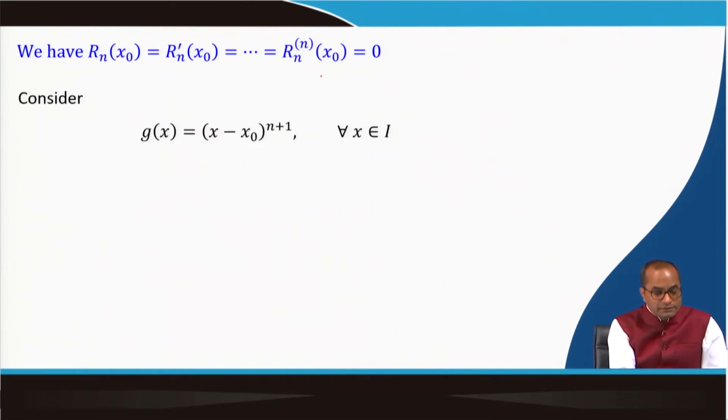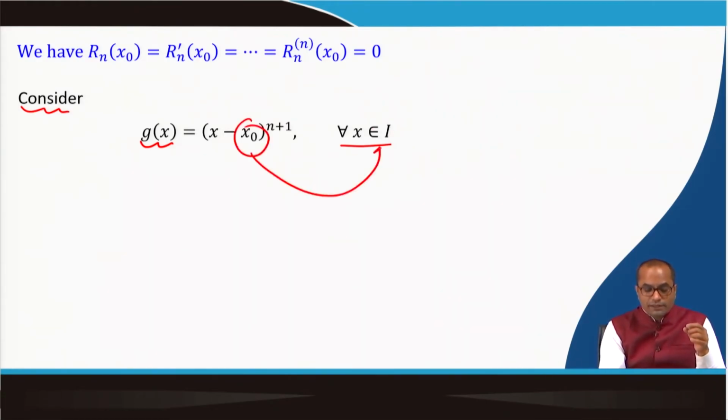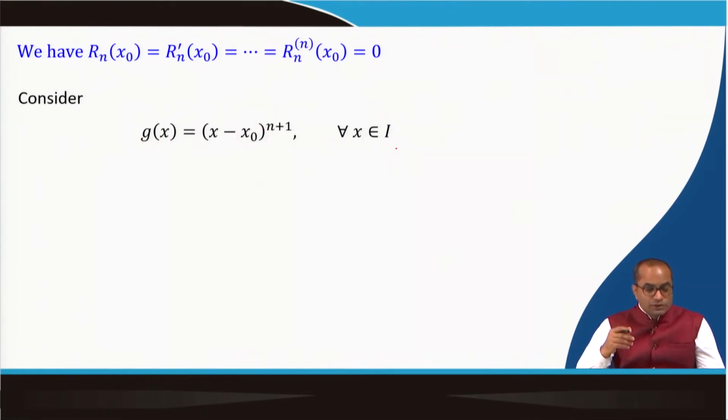So having this, we also consider one more function g(x), which is (x minus x naught) power n plus 1 for all x in I. So I is the interval which contains this point x naught. So we consider a function (x minus x naught) power n plus 1, this is a polynomial, an n plus 1th degree polynomial.